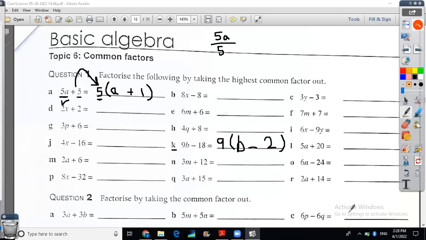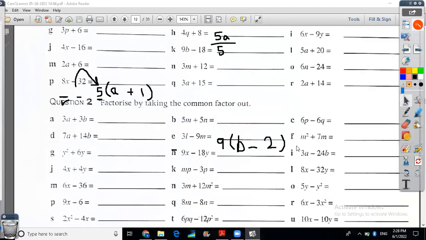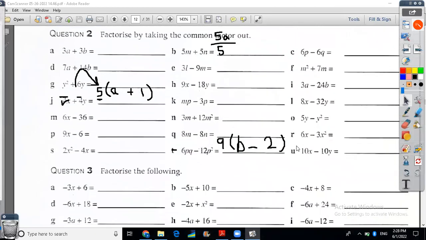Let's move now to the next question. Here it includes variables.